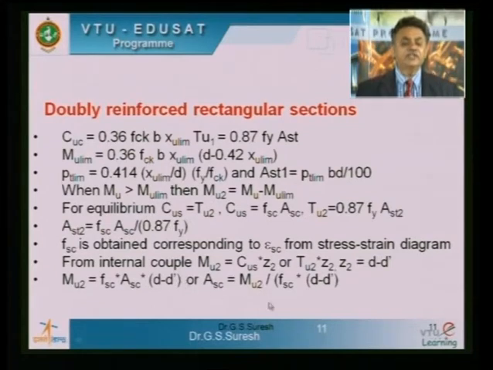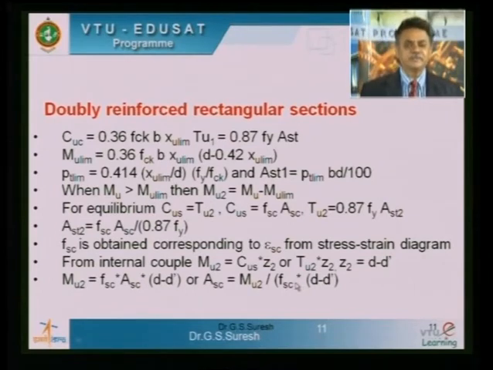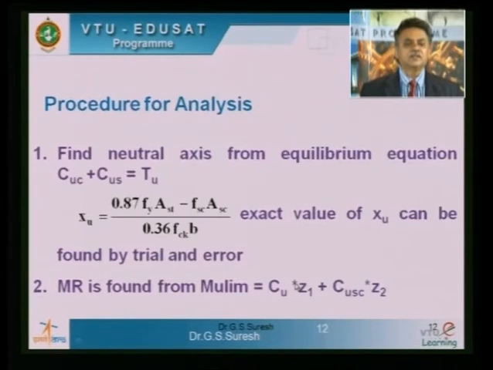Then calculate the additional steel required in the tension zone as Ast2 from the following expression. Mu2 is equal to Cus into Z2 or Tu2 into Z2, where Z2 is d minus d dash. So you can calculate the area of steel required in the compression zone as Mu2 divided by fsc into d minus d dash. So note down this equation, friends. Now we will require this for our future calculation on numerical problems.